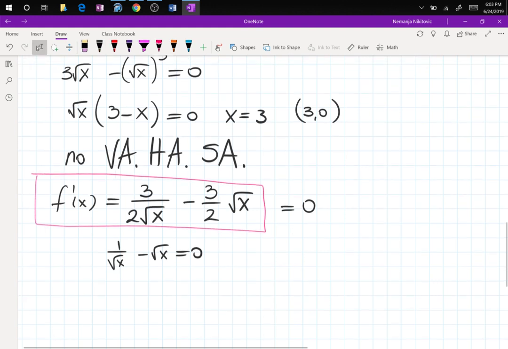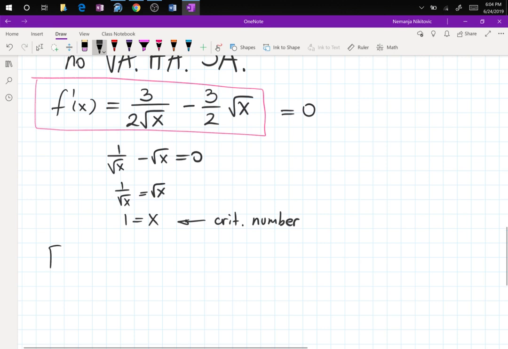And the answer is clearly 1, right? If you move root x to the other side and then you cross multiply, root x squared is just x, so x equals 1, and that's your critical number. So in order for you to calculate the first derivative test, you first have to find critical points, critical numbers, and in this case we have 1. So here is the first derivative test now.